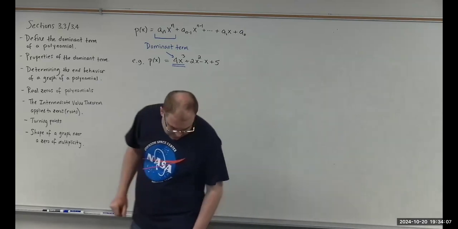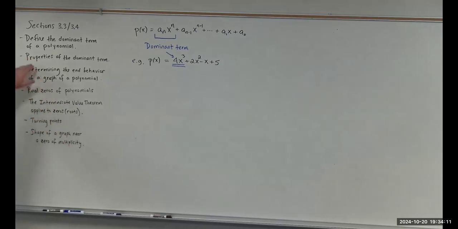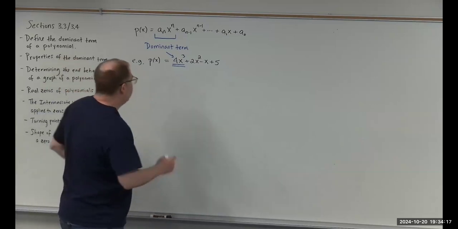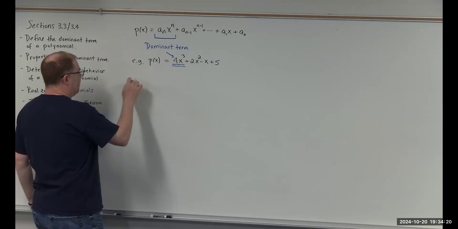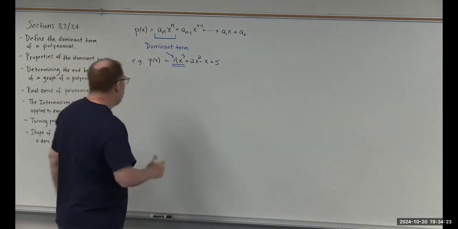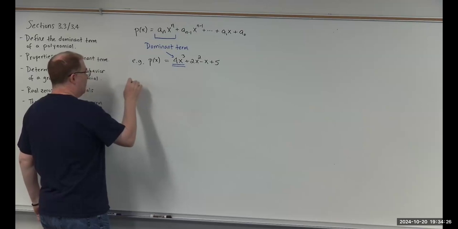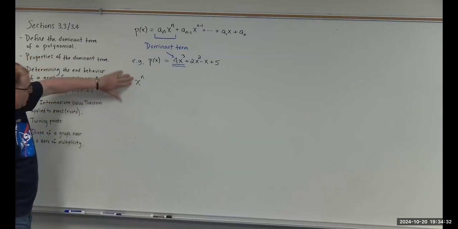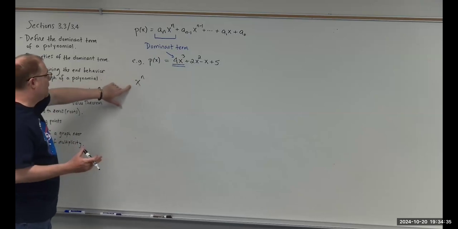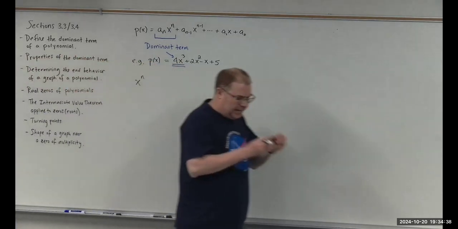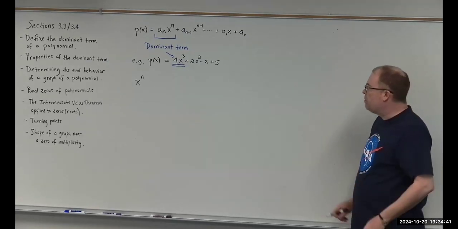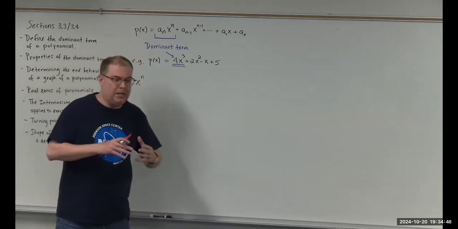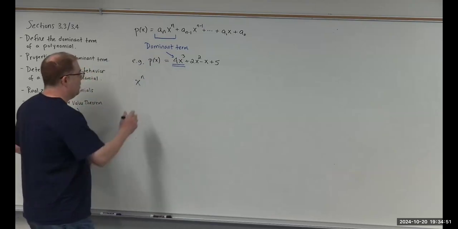All right, so let's look at some of the properties of the dominant term. For that, we're going to consider only the coefficient of one here. So with just looking at x to the n, there are some important properties. First case: remember n has to be a non-negative integer, so it's either got to be even or odd.